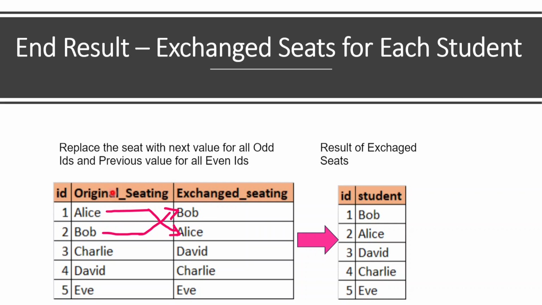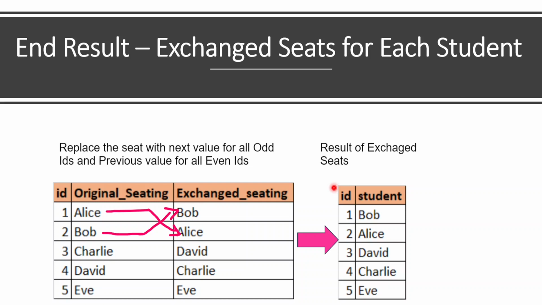So here, this is the original setting, this is the exchanged setting. In the original, Alice was sitting in seat number 1. Now it is changed to seat number 2. Coming to Bob, he is going to seat number 1. So this is the final output that we are getting. This is the expected output. I hope you understood the problem statement and how to approach it mentally.